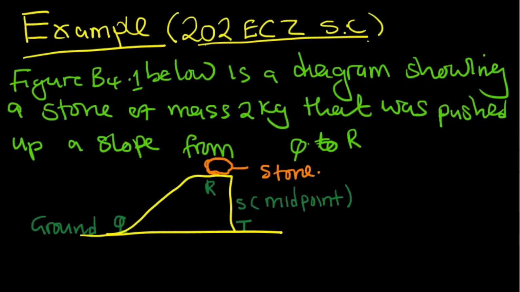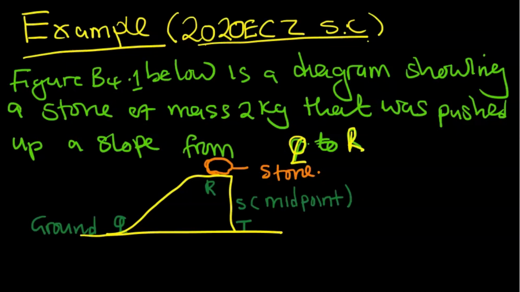So let us look at this example coming from the 2020 ECZ school certificate. That is question 4 from the 2020 ECZ school certificate, and the question reads: Figure B4.1 below is a diagram showing a stone of mass 2 kg that was pushed up from Q. So the stone was pushed from Q to R.